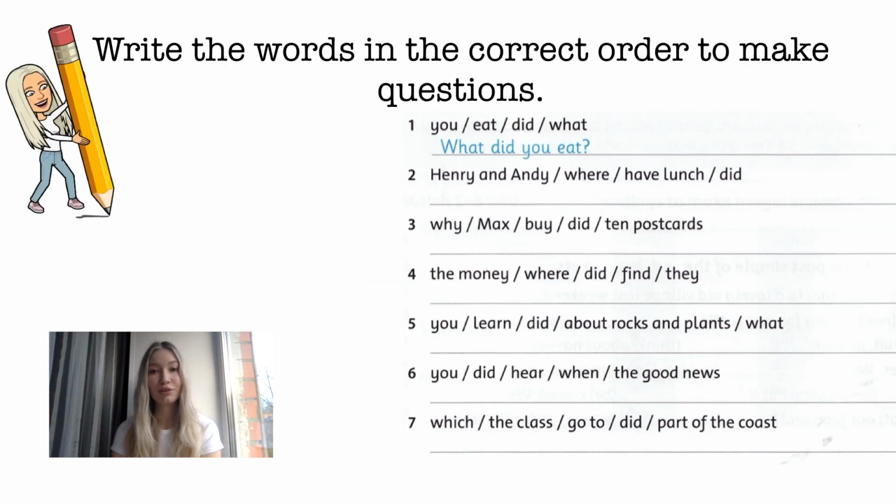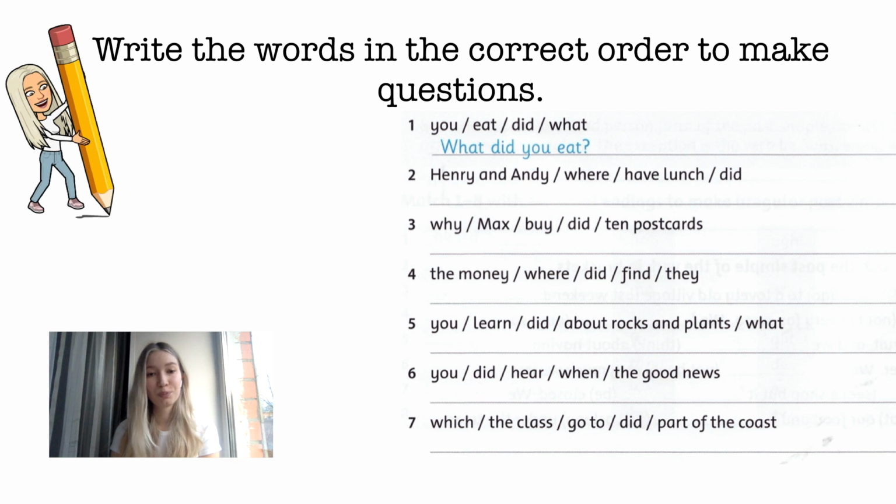Okay, so your task here is to write the words in the correct order to make questions. Let's have a look at the example. You eat did what? And the question is, what did you eat? Что ты кушал? Такой вопрос у нас с вами получается. Как вы могли уже понять и догадаться, ваше задание здесь записать слова в правильном порядке, чтобы получились вопросы. So now pause the video, write down your sentences, your questions, and then come back and we will check your answers. Okay, so now I hope that you're ready to check your answers.